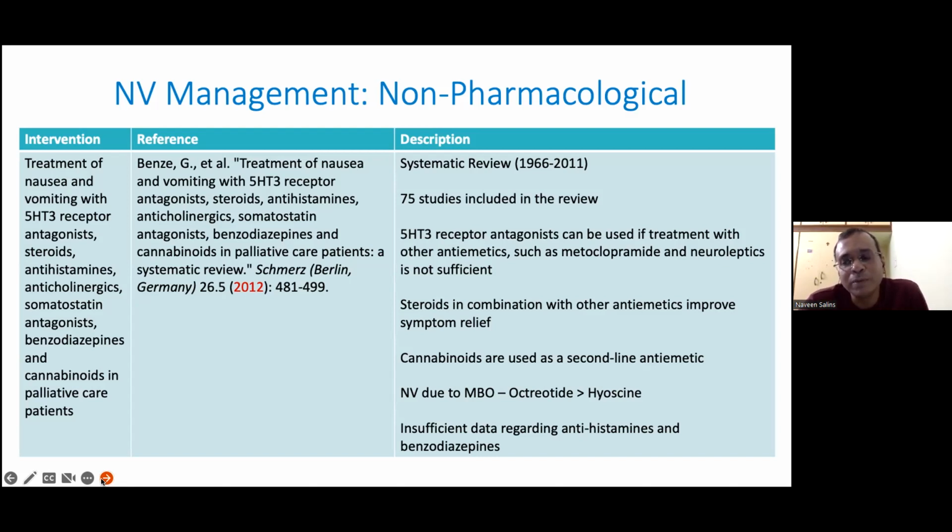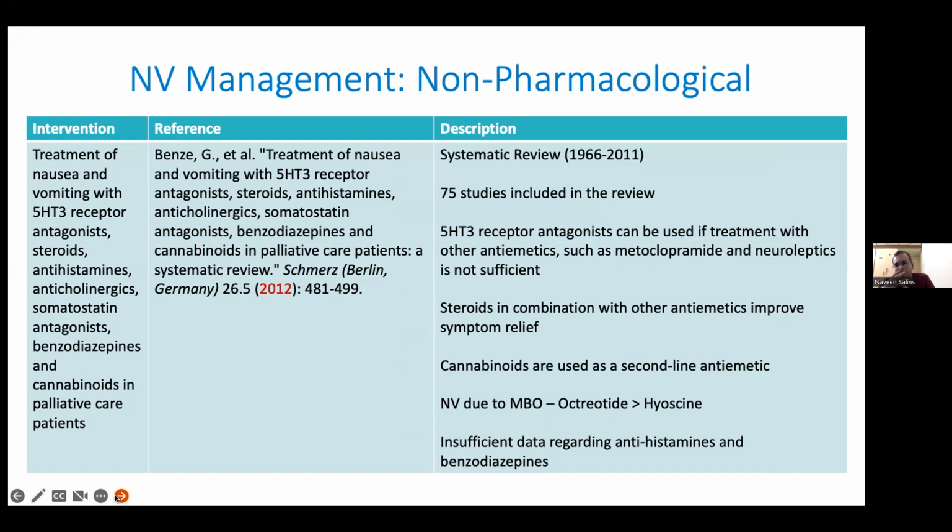And it looked at papers from 1966 to 2011. So many years of papers were taken, and they looked at 75 studies in this review. Although this evidence is almost 10 years old, 5-HT3 antagonists were only recommended when metoclopramide or neuroleptics like haloperidol or olanzapine are not able to control nausea and vomiting.